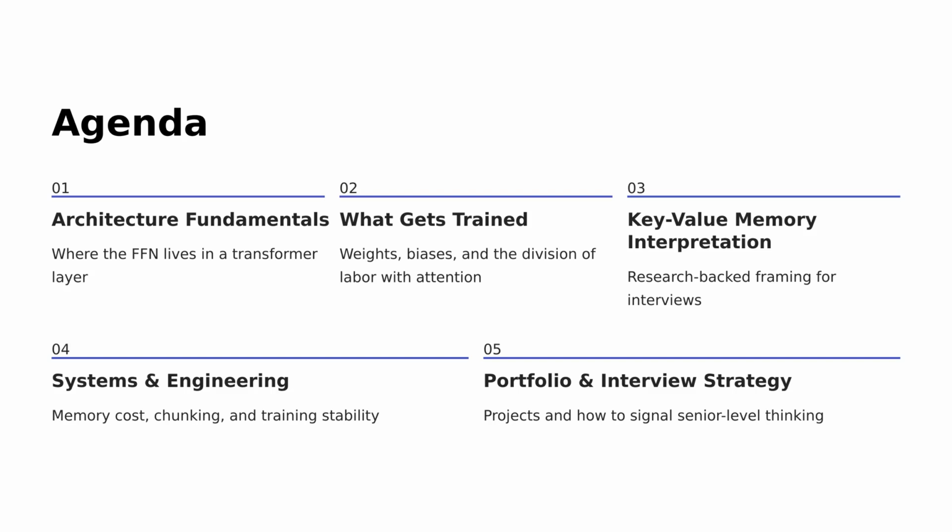Here's the roadmap for this section. We'll start with architecture fundamentals, focusing on where the feed-forward network sits inside a transformer layer. Then we'll cover what actually gets trained, including weights, biases, and how the FFN complements attention. After that, we'll look at the key-value memory interpretation, then the system side like memory cost, chunking, and training stability, and we'll close with portfolio and interview strategies.